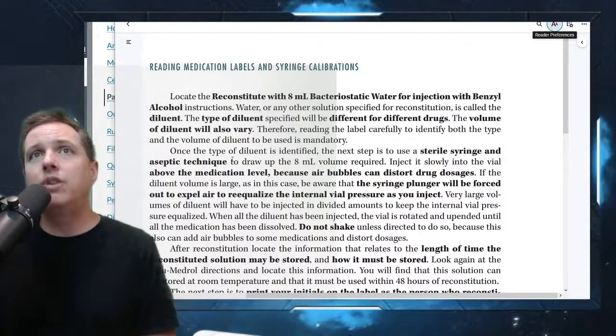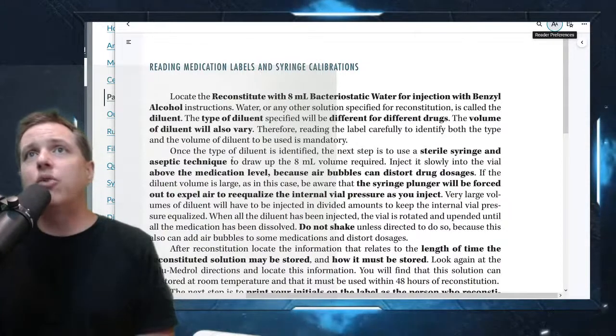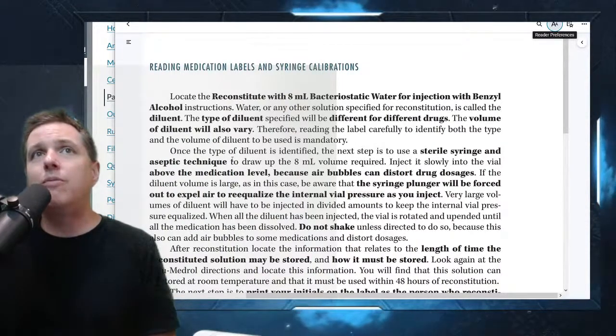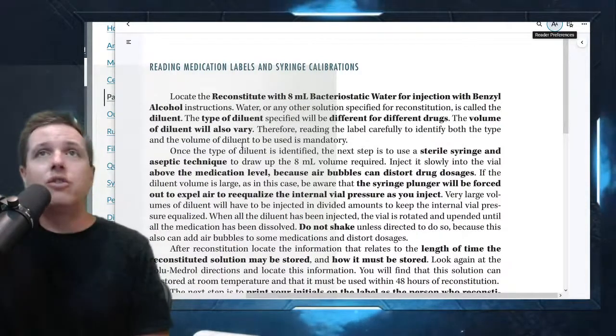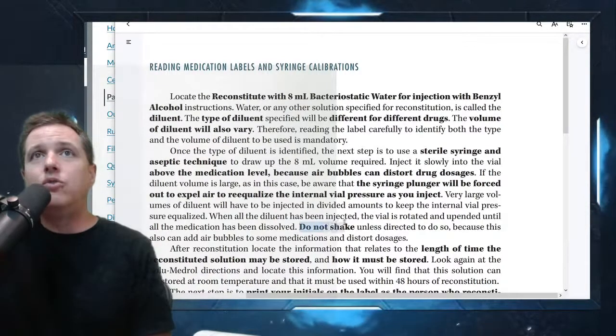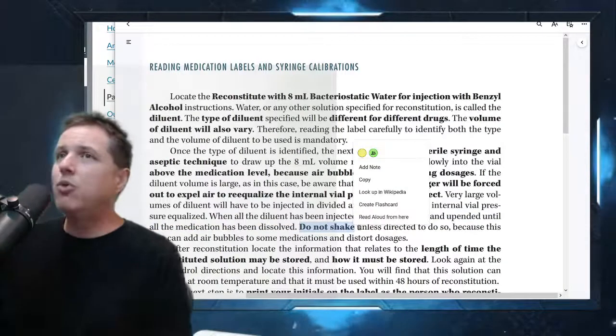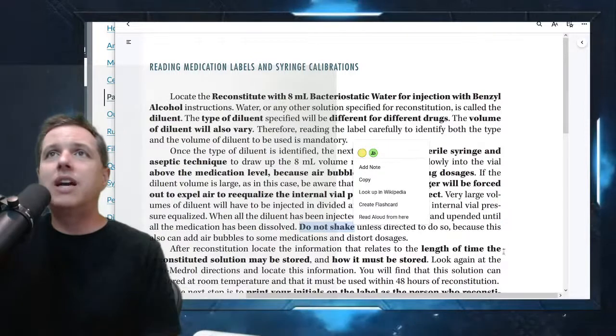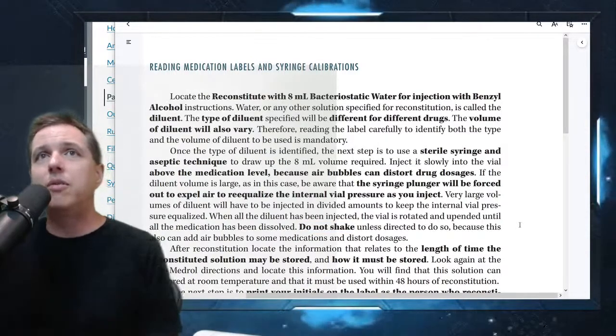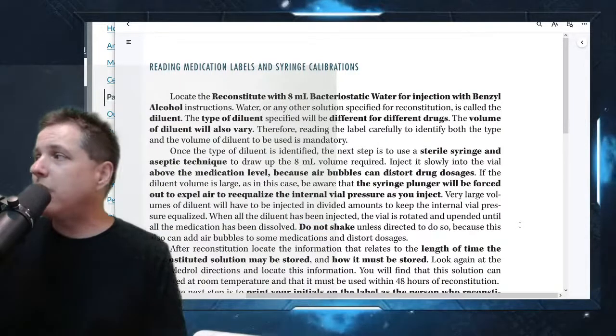When all the diluent has been injected, the vial is rotated and upended until all the medication has been dissolved. Do not shake unless directed to do so. So they're telling you specifically here, do not shake it. So it might seem like, well, wouldn't that kind of speed things up if I shake it? Well, again, this can add air bubbles to the medications, and that can be problematic, right?